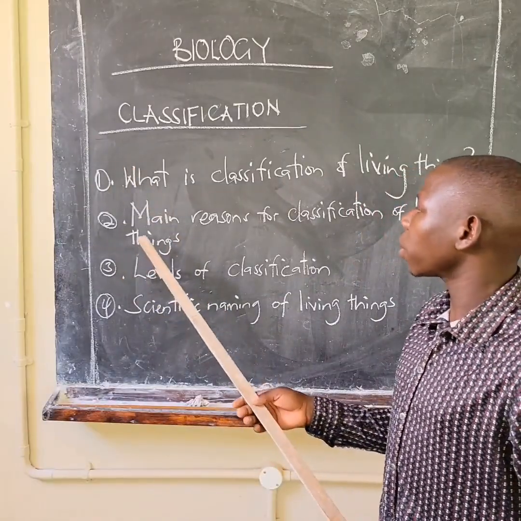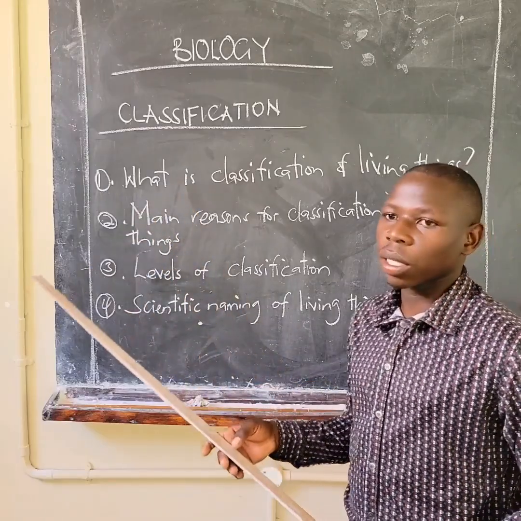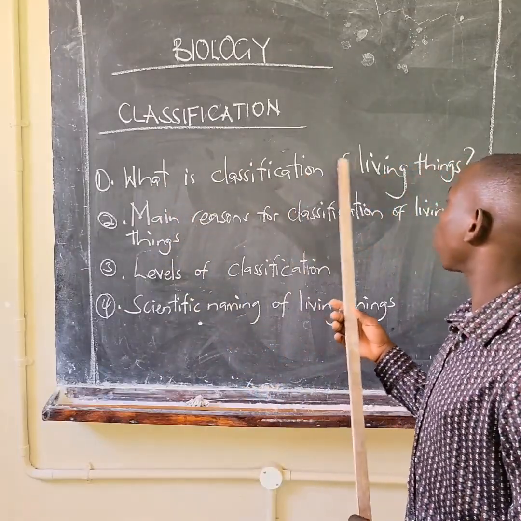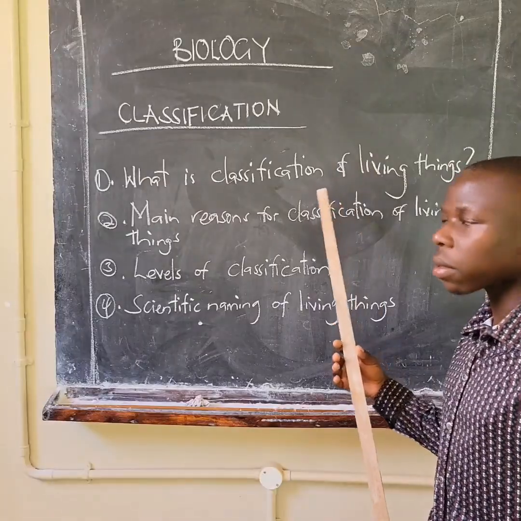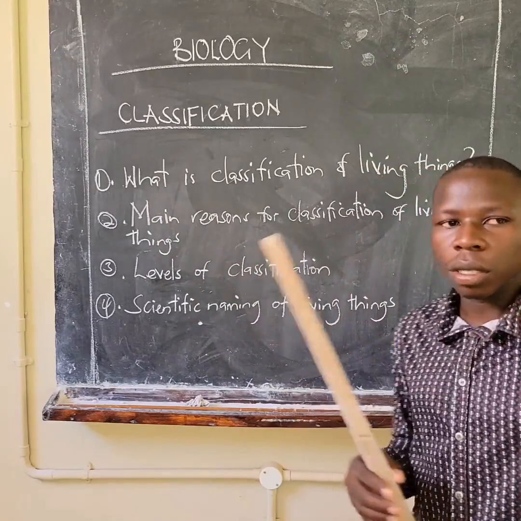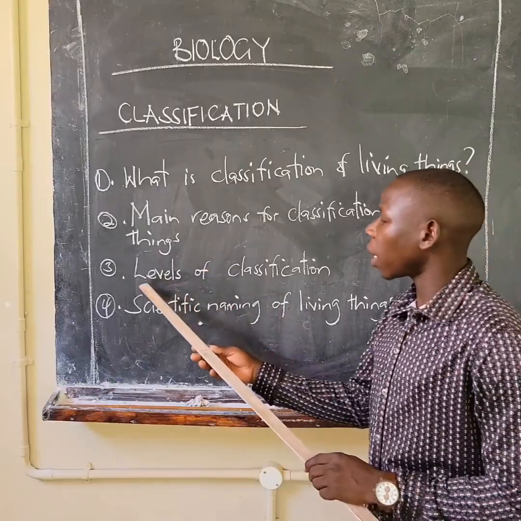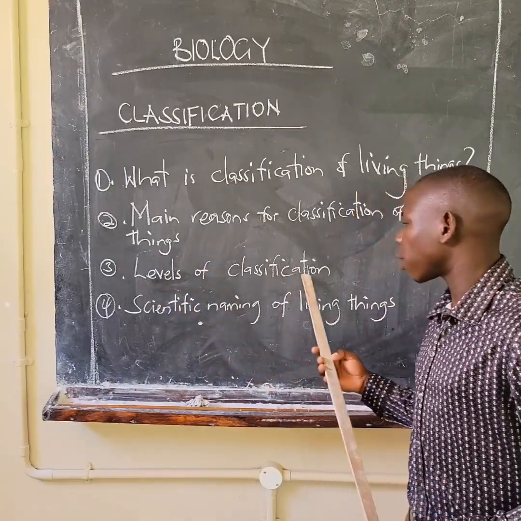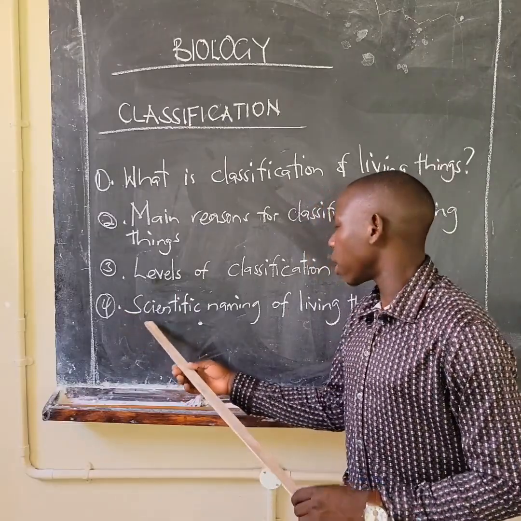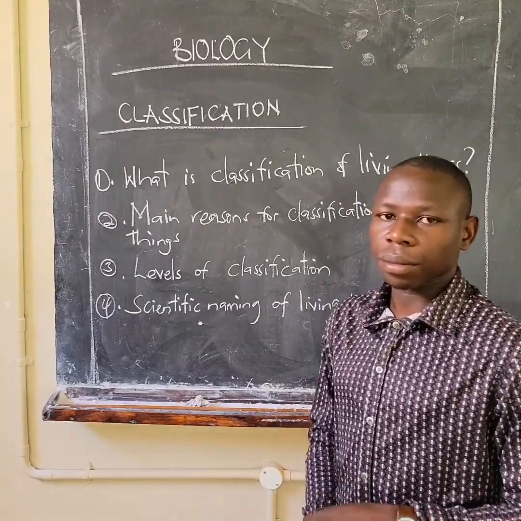In this session, when we are going to learn about classification, by the end of this session, I want us to know what is classification of living things. Then, the main reason for classification of living things. We shall learn about the levels of classification. Then, lastly, we shall learn about the scientific naming of living things.